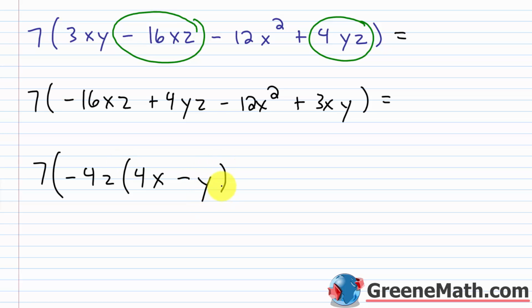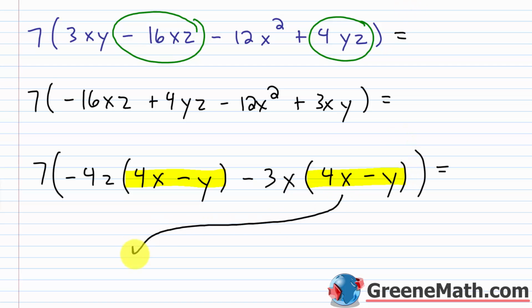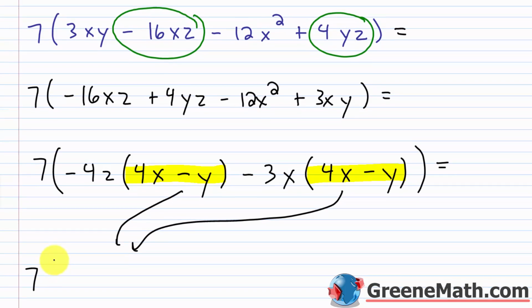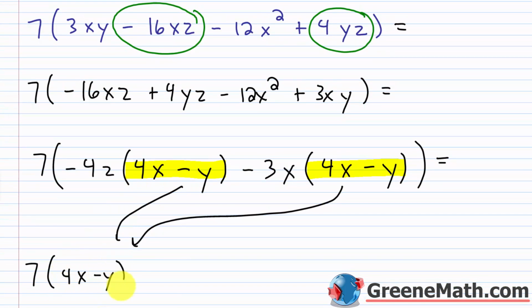All right. Over here, I can pull out a negative 3x. And I'm going to be left with inside, if I take this divided by this, I'm going to end up with a 4x. And of course, this divided by this would give me a negative y. Okay, so close the parentheses there. And so we do have a common binomial factor of 4x minus y. And if we factor that out, just like we've been doing, we'll have 7 times 4x minus y, and then times what's left. You have negative 4z and then minus 3x.